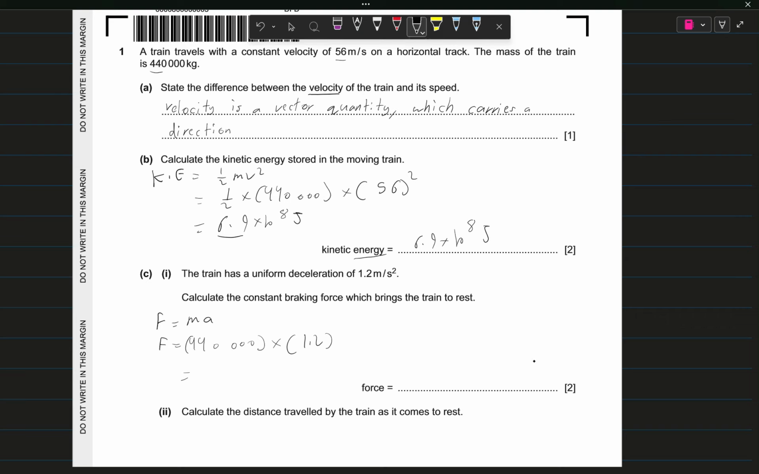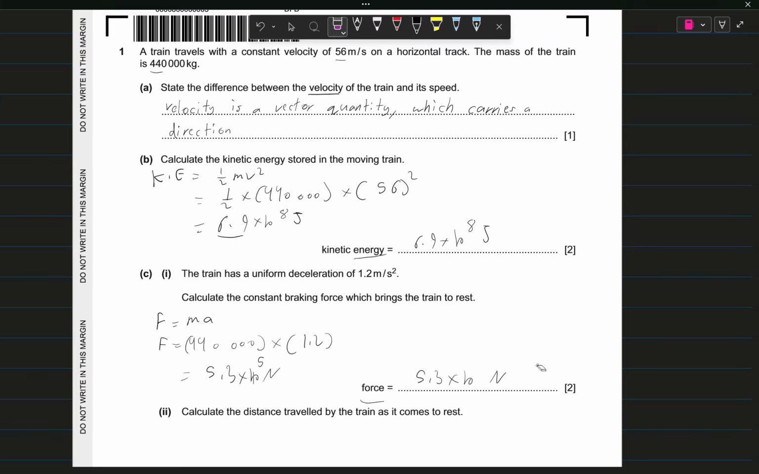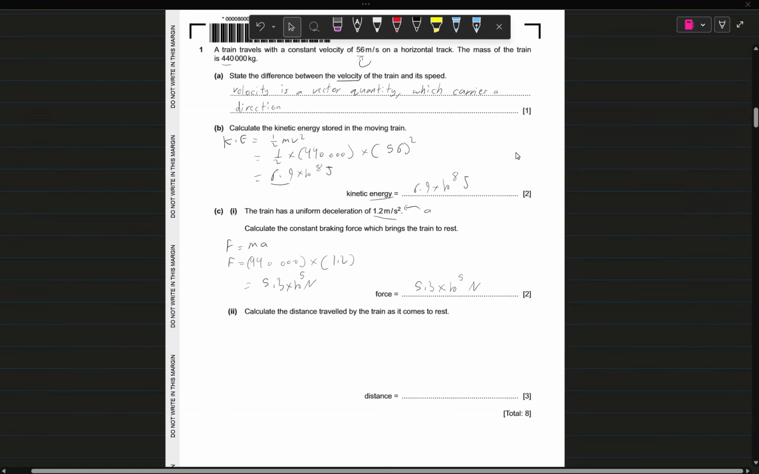Once again, you put this value into your calculator with no need to change any units, and that would be about 5.3 times 10 to the power of 6. Now, since this one is force, then it will be in newtons. So 5.3 times 10 to the power of 6 newtons. Or actually, that should be to the power of 5. Yeah, so to the power of 5. Be careful.